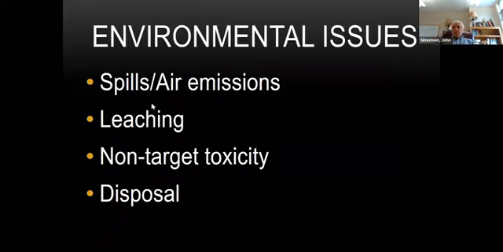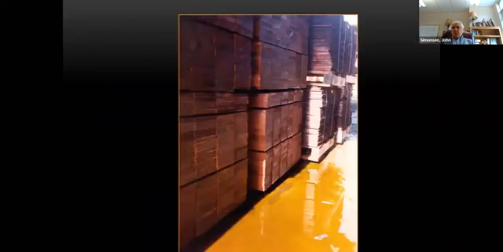Environmental issues. So there are spills, there are air emissions, there's leaching, there's all these different things, right? Lots of environmental issues. As I've mentioned, sludge from a wood treating plant was number one on the hazardous waste list of the EPA when it was first created 50 years ago. And in the old days, scenes like this were common, so they would treat the wood in the cylinder, and I've described bleeding before. So you take the wood out of the cylinder, it's still bleeding, still dripping.